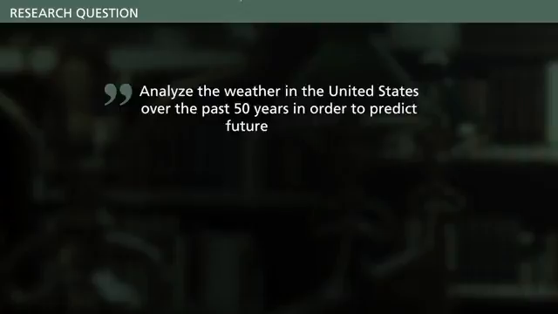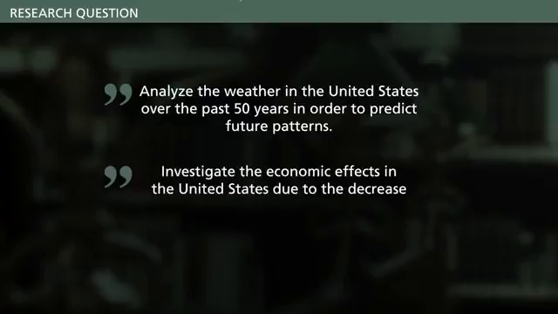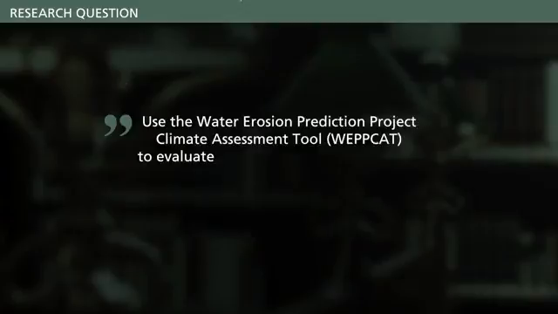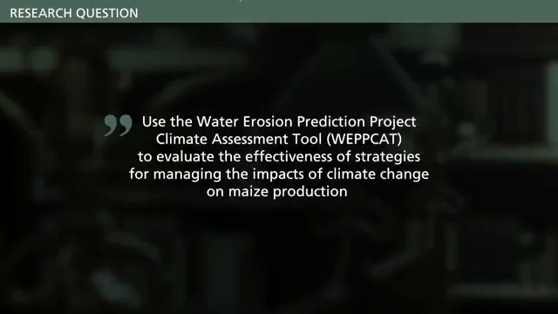The paper will analyze the weather in the United States over the past 50 years in order to predict future patterns. Investigate the economic effects in the United States due to the decrease in production caused by temperature increase and drought on maize production. Use the Water Erosion Prediction Project Climate Assessment Tool, WebCat, to evaluate the effectiveness of strategies for managing the impacts of climate change on maize production.